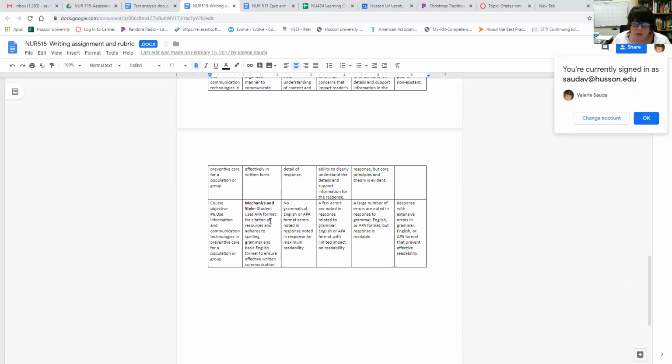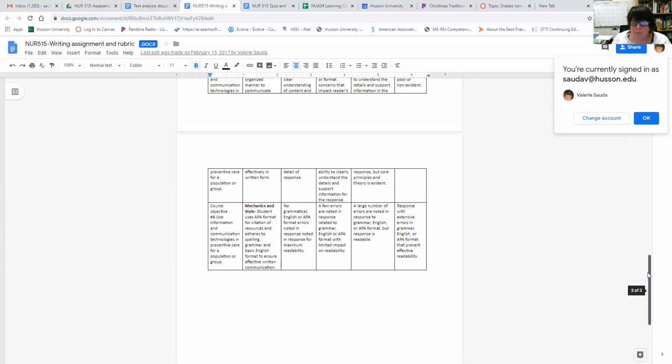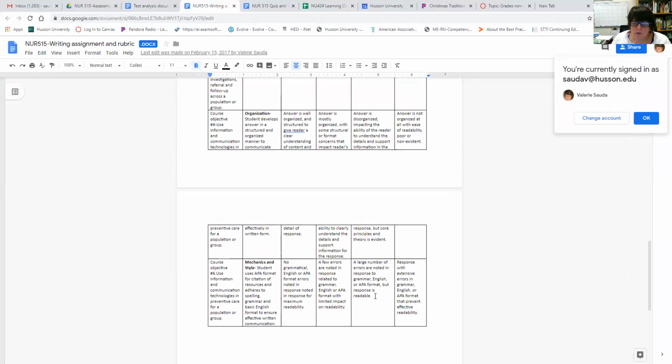So this was a piece of work I did quite a while ago. So now instead of mechanics and style, I call that piece readability. Am I able to read the paper easily, or do the errors detract me from the meaning of the paper? Again, this is really to prepare students for things like journal writing or writing professional papers at work. It's important that they know that there's a certain standard of readability that we're looking for.